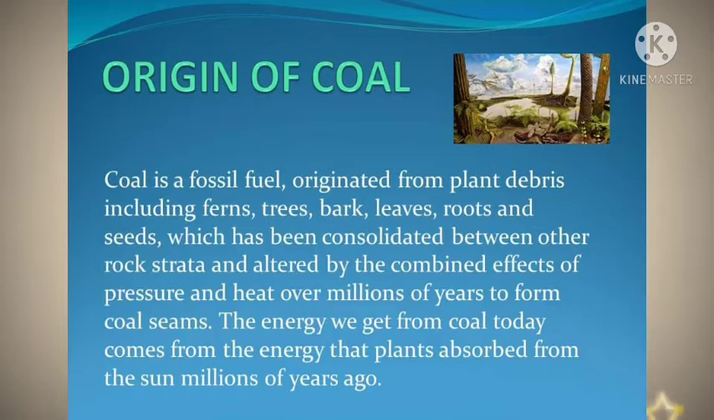Origin of coal. Coal is a fossil fuel originated from plant debris, including ferns, trees, bark, leaves, roots, and seeds, which has been consolidated between other rock strata and altered by the combined effects of pressure and heat over millions of years to form coal seams. So, the energy we get from coal today comes from the energy that plants absorbed from the sun millions of years ago.